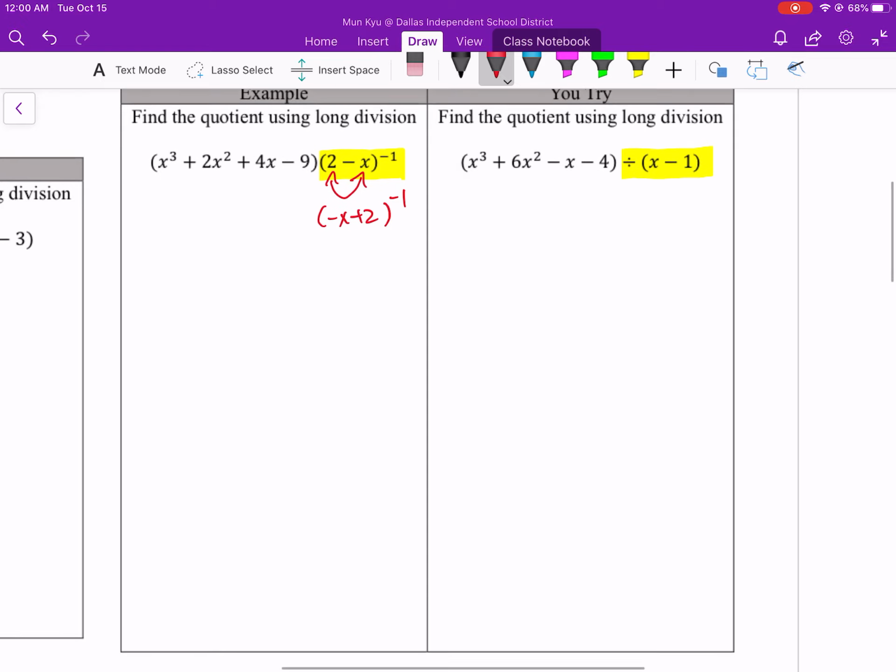So let's try this one. If you want to simplify this, you have to set this up with negative x plus 2, and you have to divide it by, oops, we don't have a space here. Let's use space wisely. x cubed plus 2x squared plus 4x minus 9. Yeah, I failed to use my space wisely, so I'm going to erase this.